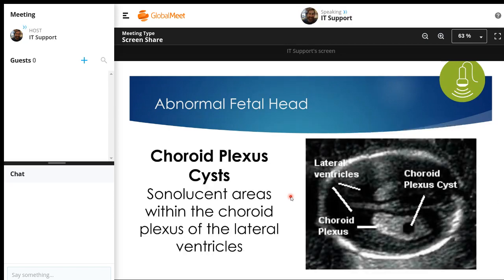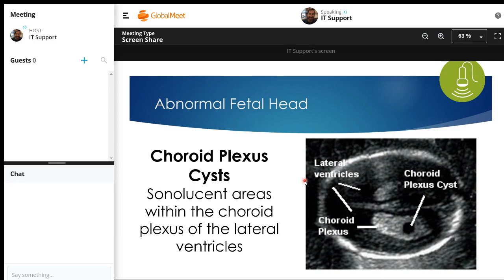So choroid plexus cysts, so this is another common finding within the fetus. So sonolucent areas within the choroid plexus of the lateral ventricles. So we know that the choroid plexus are the areas that make the spinal fluid. They're echogenic teardrop shape within the lateral ventricles. So a choroid plexus cyst is an anechoic area within that choroid plexus. So very easily distinguishable here. So since the choroid plexus make the spinal fluid, it kind of makes sense that there could be fluid deposits within the choroid plexus itself. So that's what creates those cysts.